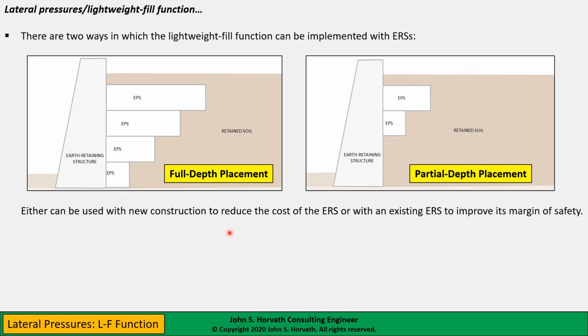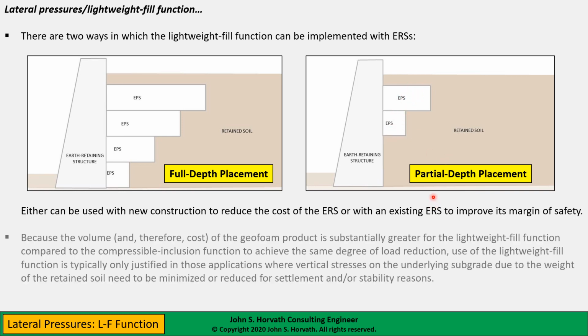Now, either one of these can be used with new construction to reduce the cost of the earth retaining structure, or an existing earth retaining structure to improve its margin of safety. The partial depth is particularly useful with an existing earth retaining structure, because as I've mentioned earlier, when you have an existing wall, you have a certain target: this is the safety factor now, and I want to get it to this point. That can often be accomplished just by putting a limited depth of EPS blocks behind that wall.